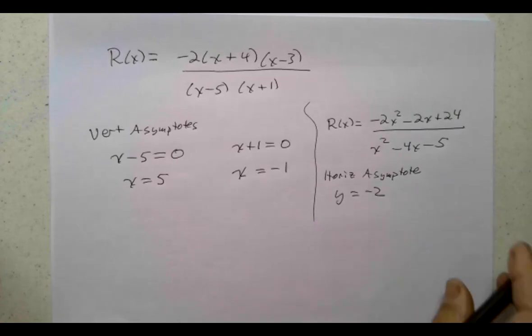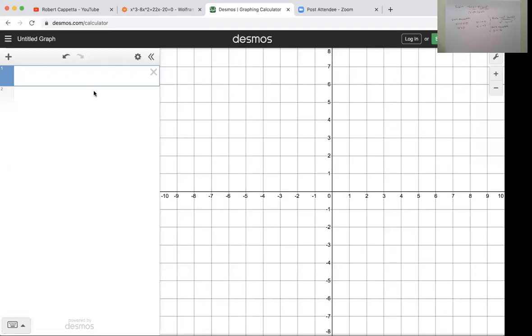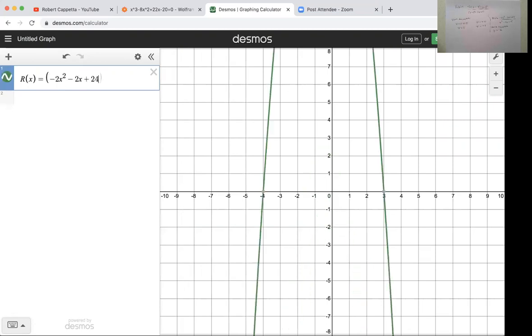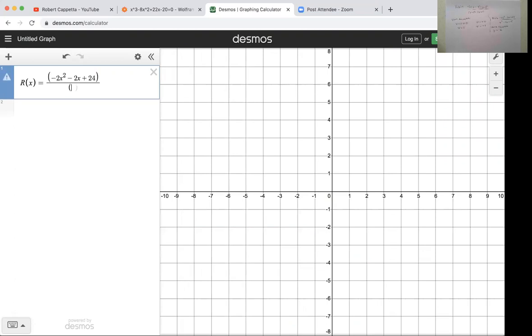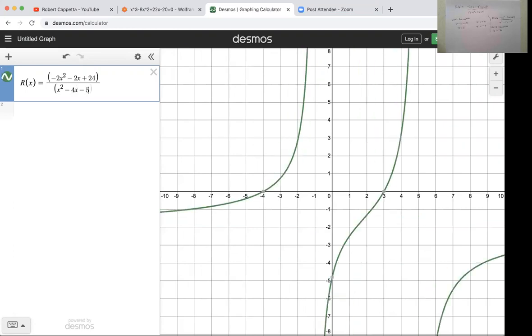So let's take a look. Let's go ahead and put this on Desmos and see what the graphs look like. So we have r of x equals upstairs negative 2x squared minus 2x plus 24, divided by downstairs x squared minus 4x minus 5. And do we see the asymptotes as we said?